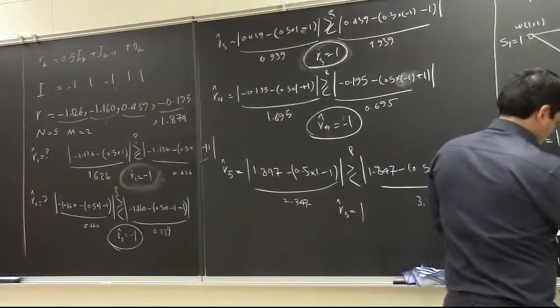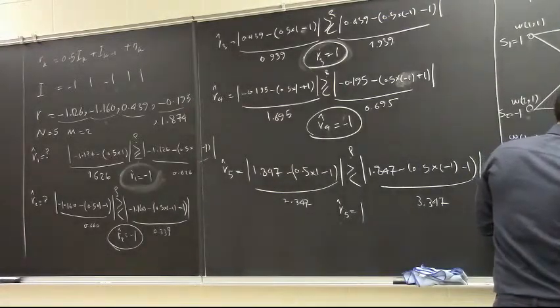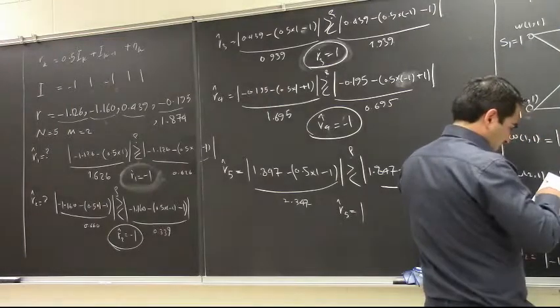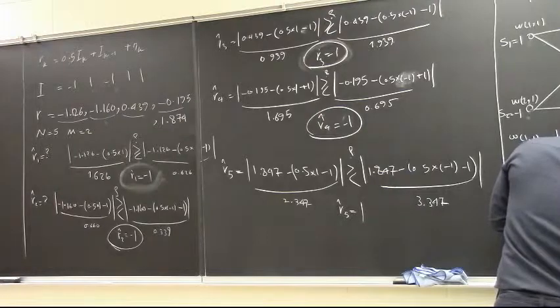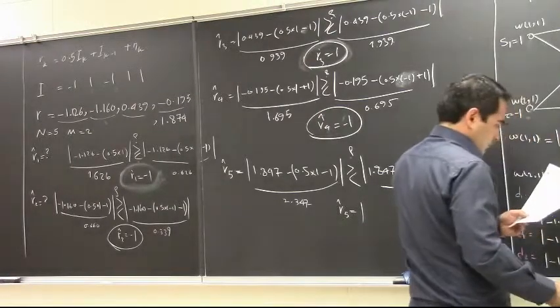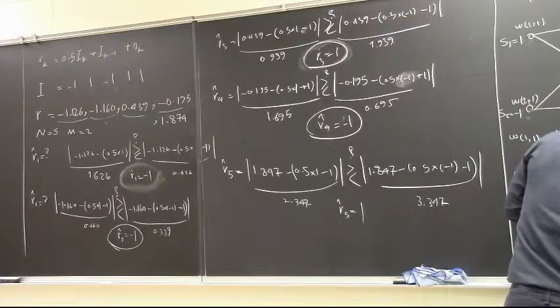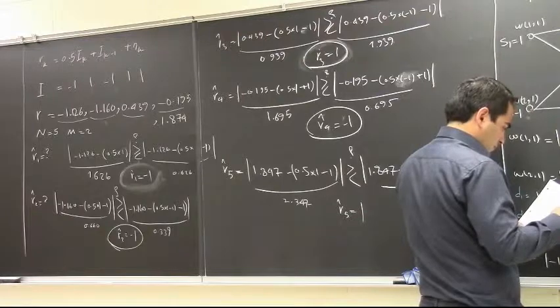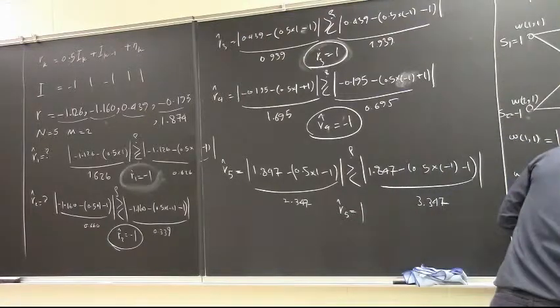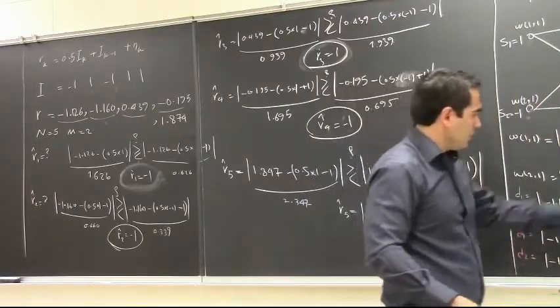Now, what is this D1? It is 4.287. If I'm right, D2 is 1.287. D1, this one is 3.287, and the last one, which is D2, is 9.6. Just calculate this one.